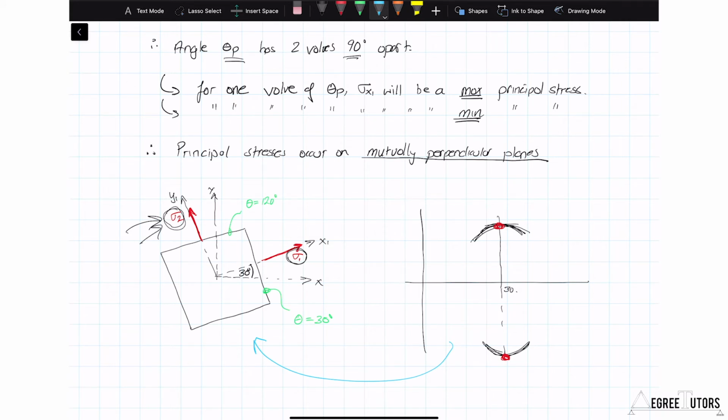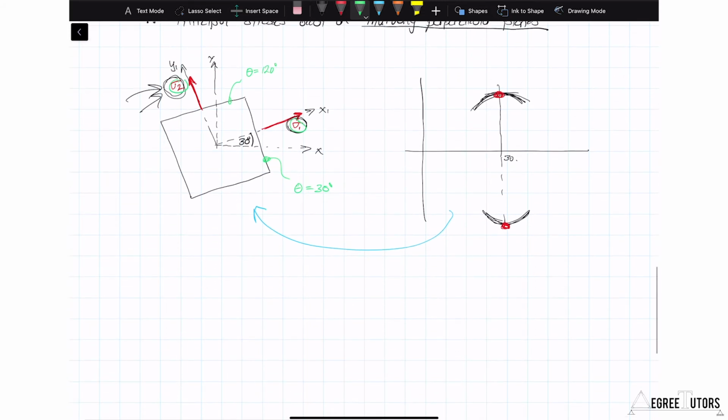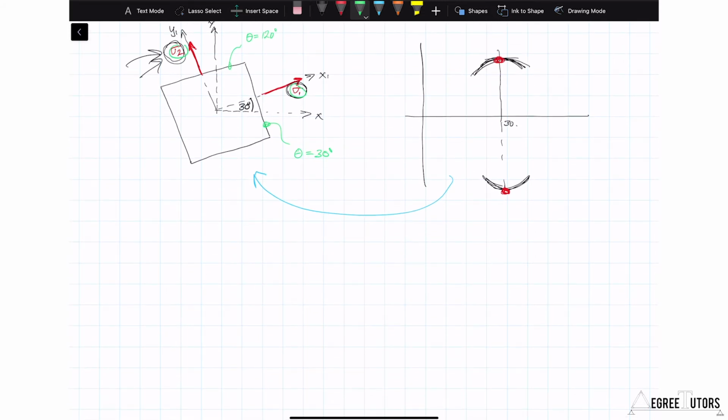So let's actually now tease this out a bit more and work out some equations for sigma 1 here and sigma 2 here, so we can straight away determine what the maximum and minimum values are without having to actually plot this thing out.